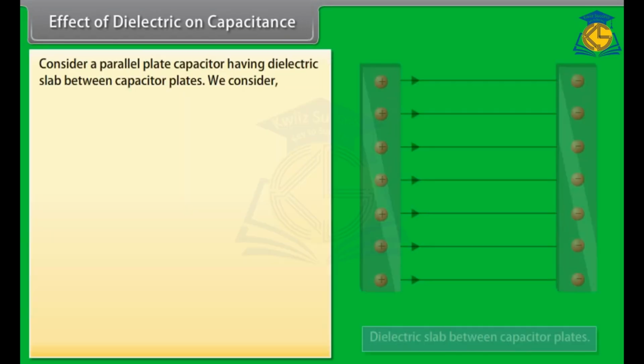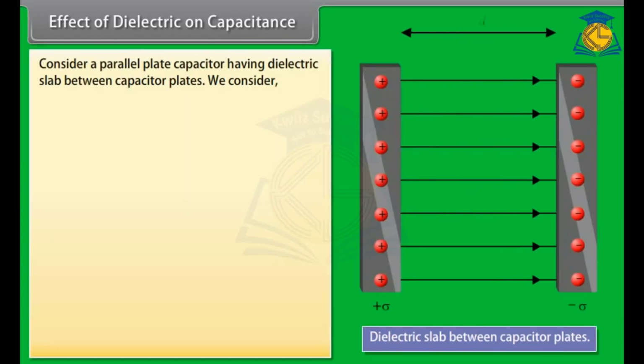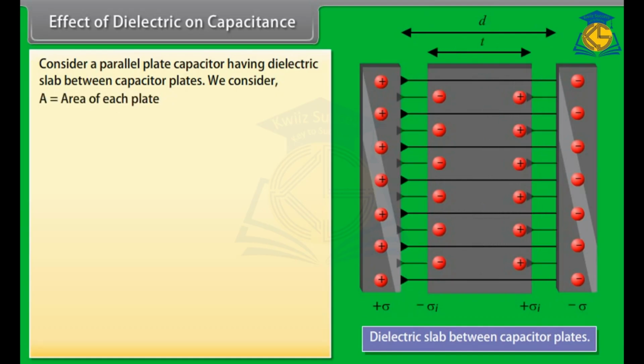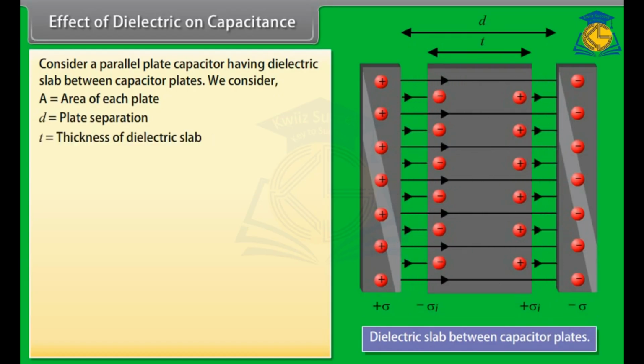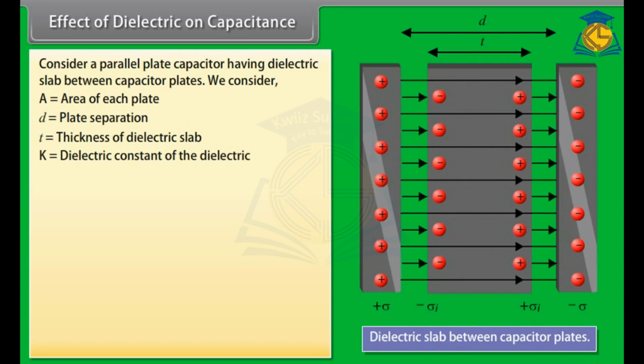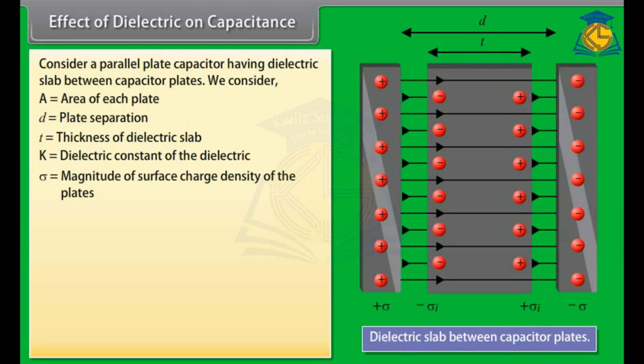Effect of dielectric on capacitance. Consider a parallel plate capacitor having dielectric slab between capacitor plates. We consider A is equal to area of each plate. D is equal to plate separation. T is equal to thickness of dielectric slab. K is equal to dielectric constant of the dielectric. Sigma is equal to magnitude of surface charge density of the plates.